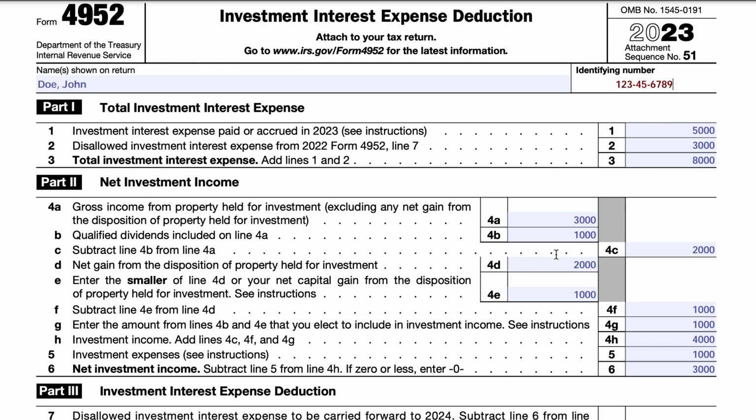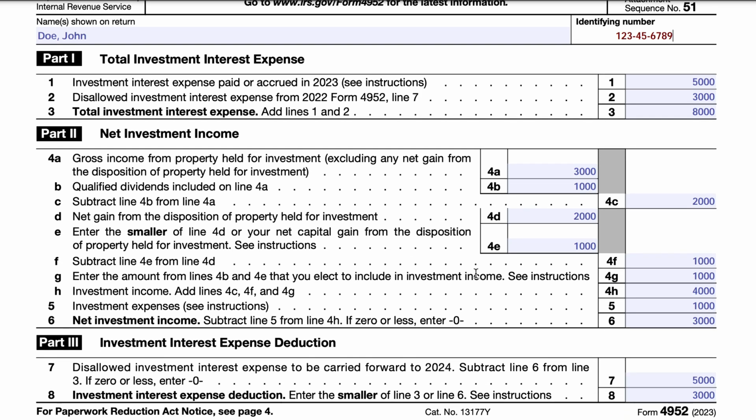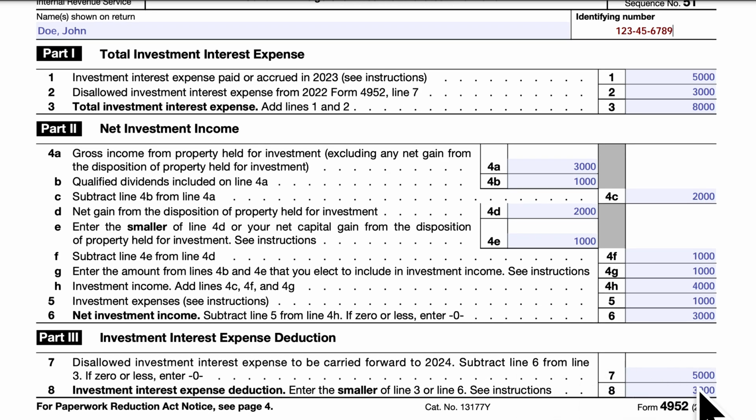So in this case, we had the investment interest expense, and then line two contains anything that was previously disallowed on the prior year Form 4952. We'll show this on line 7. So you would dip into last year's form and then carry over whatever this line 7 amount is. Let's just assume that John Doe's line 7 from the prior tax year was $3,000. You would add those two together, and $8,000 is the maximum total investment interest expense that we could possibly deduct in the year.